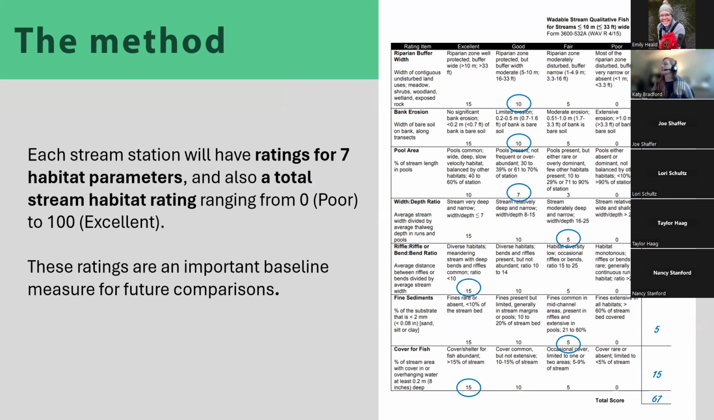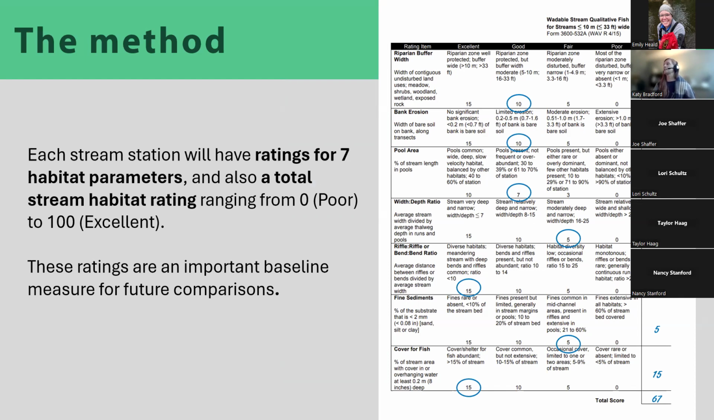So this is what we're rating when we're doing our stream walk. There are 7 habitat features or parameters, which I'm going to walk through in this training today. And each of them has a rating from poor to excellent: poor, fair, good, or excellent. Ultimately you end up with a single number, 0, 5, 10, or 15 typically, for each habitat parameter. And then you just add those up and you get your final score.